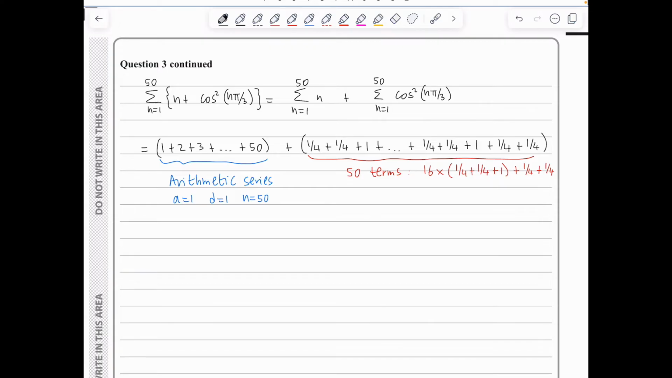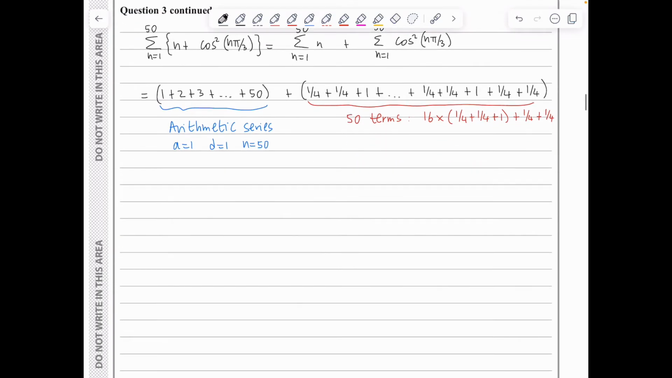Now, for the arithmetic sum, we know the formula, it's given in the formula booklet. It is n over 2 times 2a plus n minus 1 d, and the summation of the cos squared sequence here, it's simply going to be 16 times, we said, a quarter plus 1 plus a quarter plus a quarter.